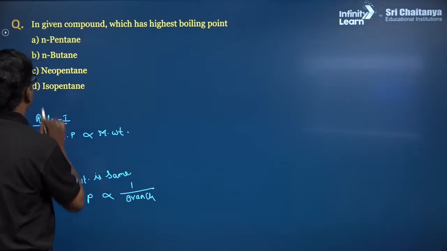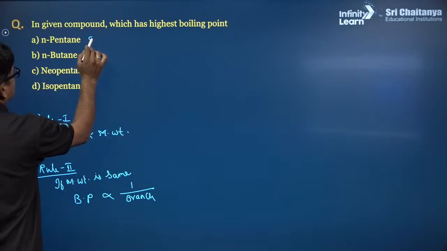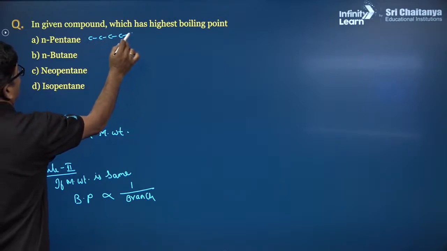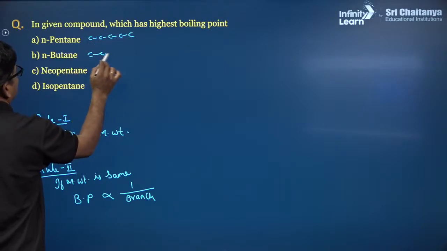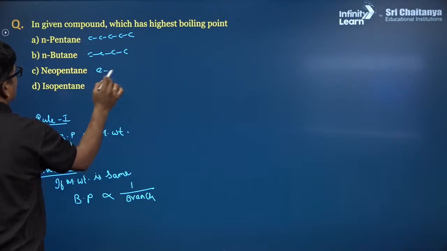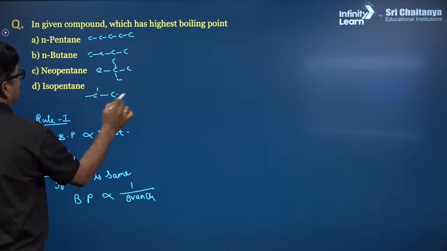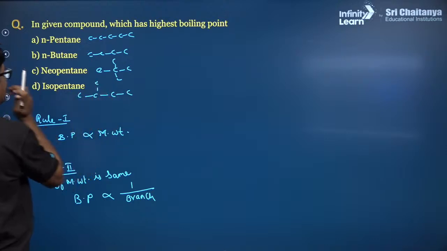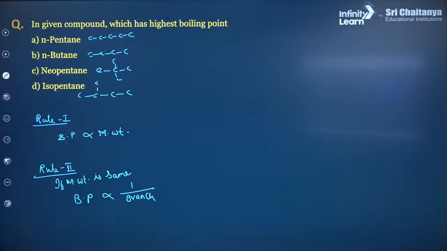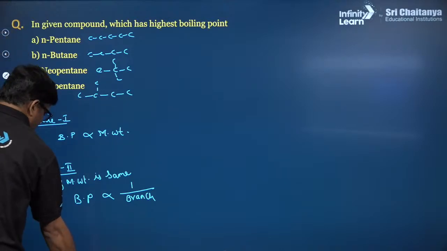This is very important. So this is your N-pentane, 5 carbons. N-butane, 4 carbons. Neopentane, 5 carbons. And this is your isopentane. So highest boiling point. Now you tell me for which it is going to have the highest boiling point.